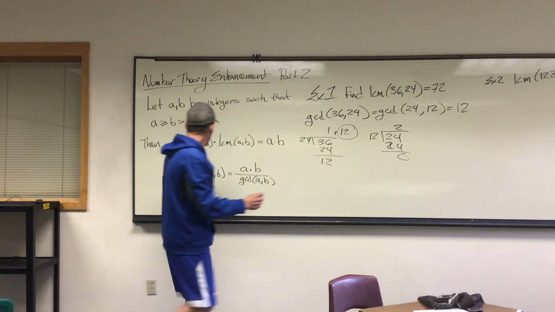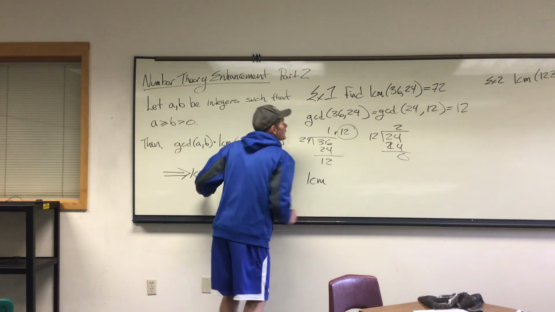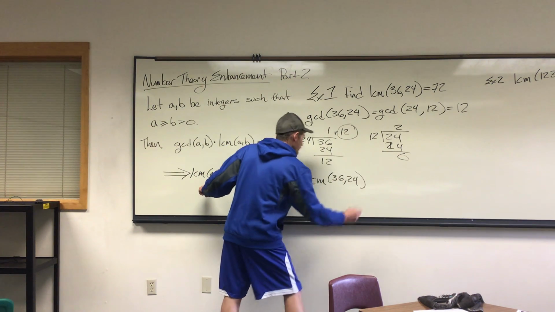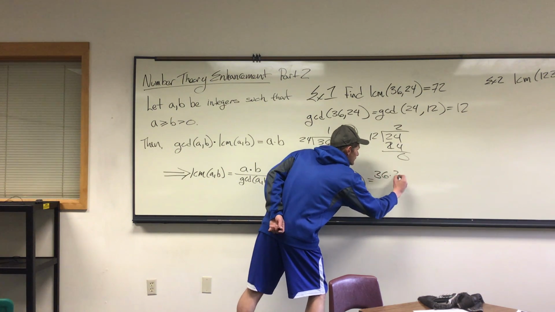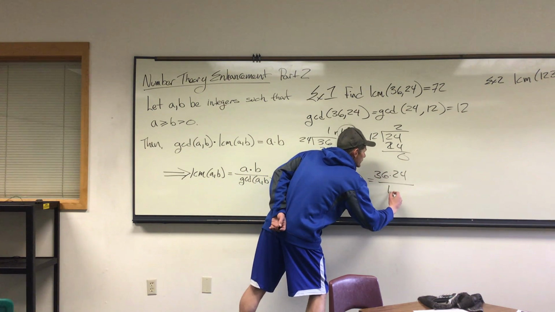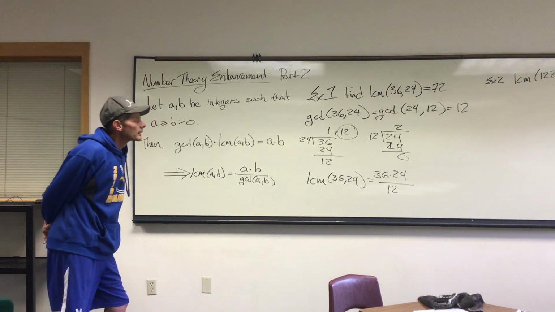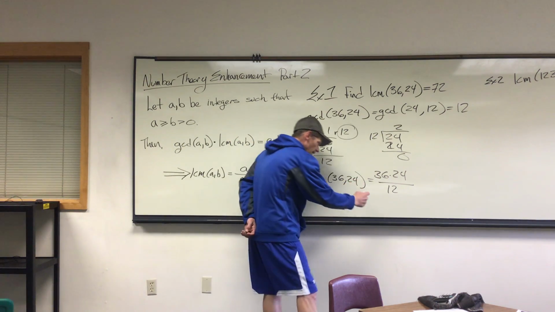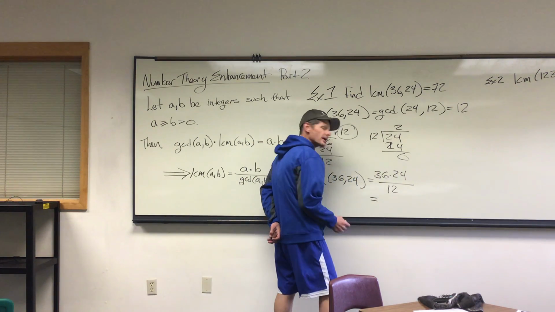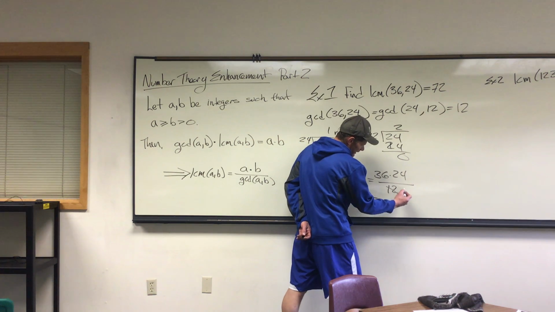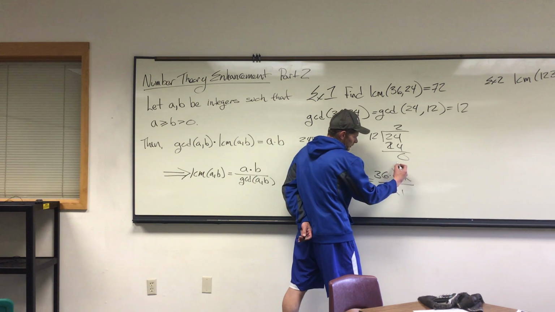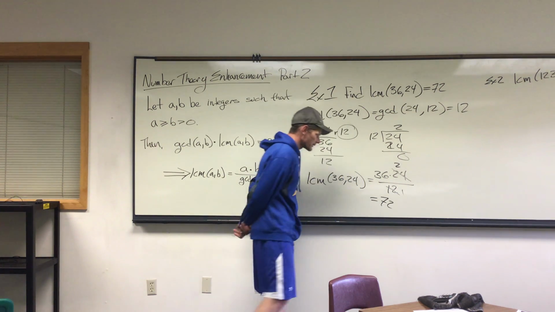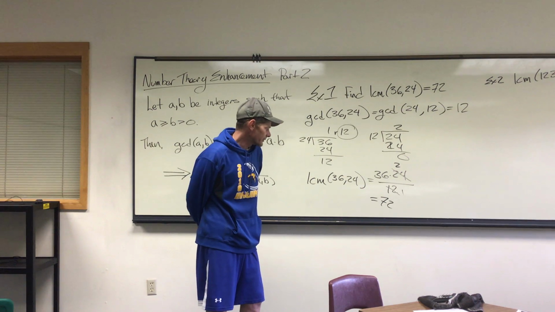The least common multiple of 36 and 24 is going to be 36 times 24 divided by the greatest common divisor of those two. So you could go to your calculator at that point, but I would like you to not do that and say, oh, look, 12 divided by 12 is 1, 24 divided by 12 is 2, and 36 times 2 is 72.